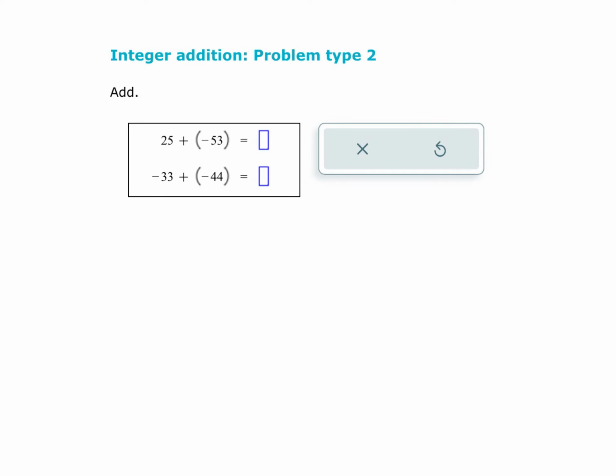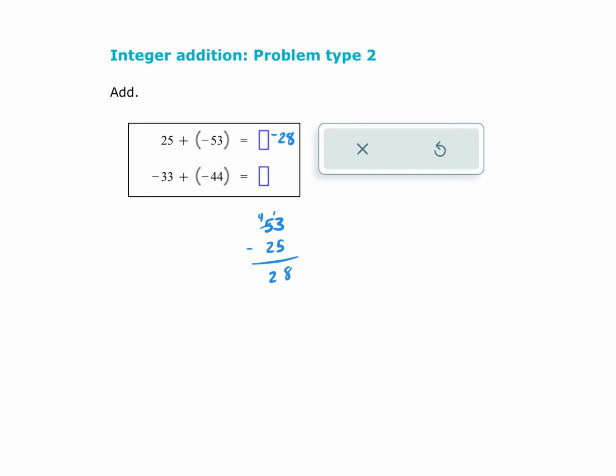Two more, we have 25 positives, because there's no sign, plus 53 negatives. I have more negatives than positives, so I know my answer is going to be negative after I do some canceling out. So I'm going to take my 53 negatives, cancel out all the 25 positives, because those will all be part of zero pairs. And let's see, this is 53 minus 25, which is 28.